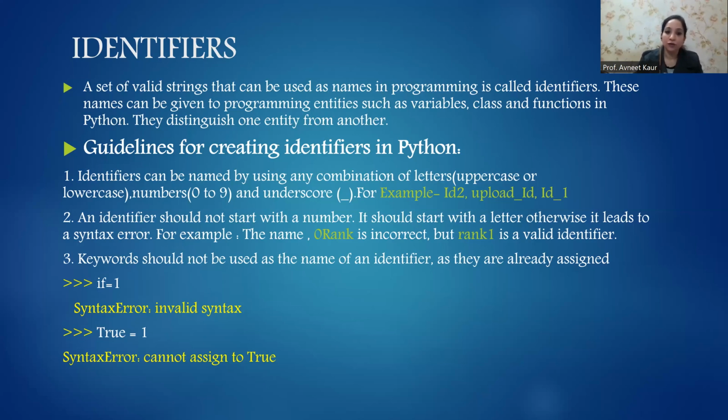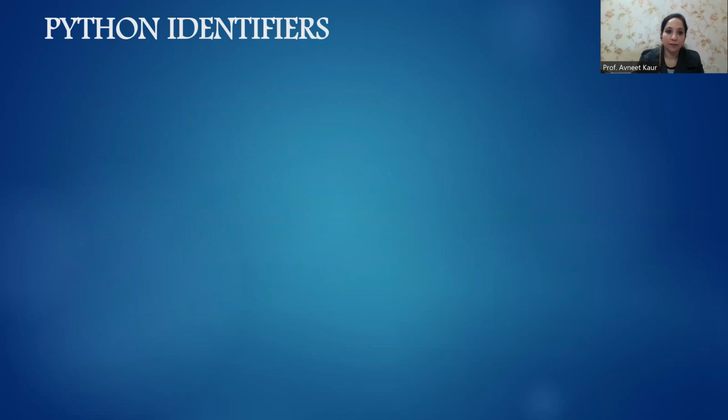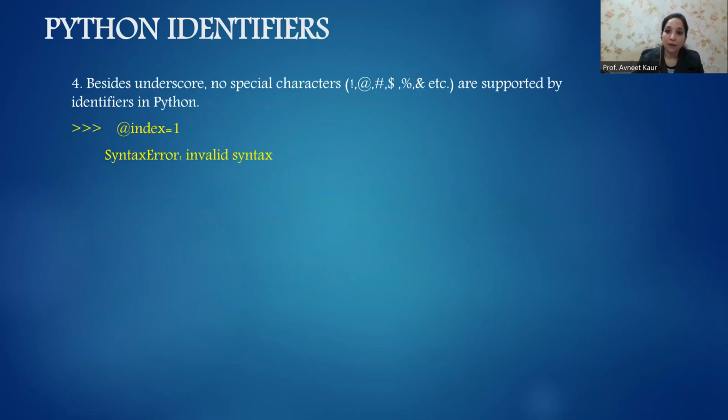Similarly, when I write true is equal to 1, true is also a keyword. So you cannot assign a value to true, which is a keyword. So again, it gives you an error. Besides underscore, no special character like exclamation, at the rate, hash, dollar, no special character is supported by Python for naming identifiers. For example, if I type at the rate index is equal to 1, it will lead to a syntax error.